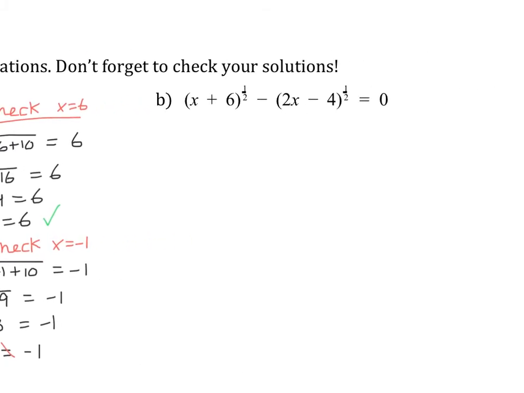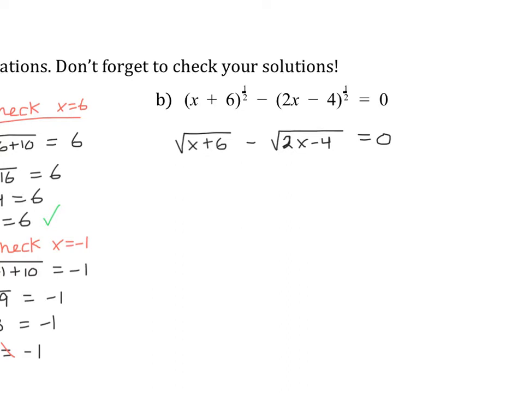All right, here we're going to try one more problem together. So this might not look like a square root equation, but remember, if you have a rational exponent, we can rewrite it as a radical. So this is actually, we can rewrite as the square root of x plus 6. So remember, this becomes our inside exponent. This becomes our index, so it is a square root, minus the square root of 2x minus 4 equals 0.